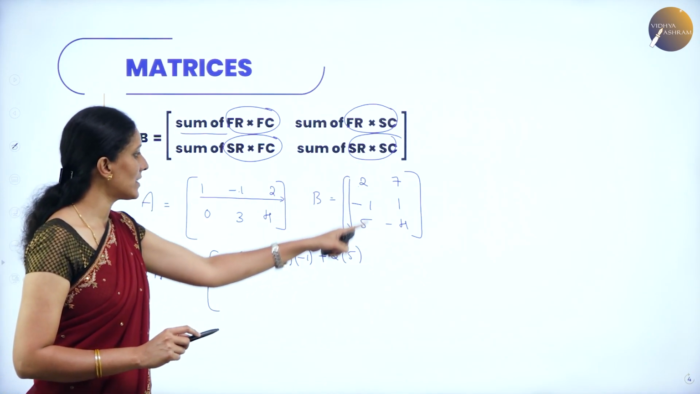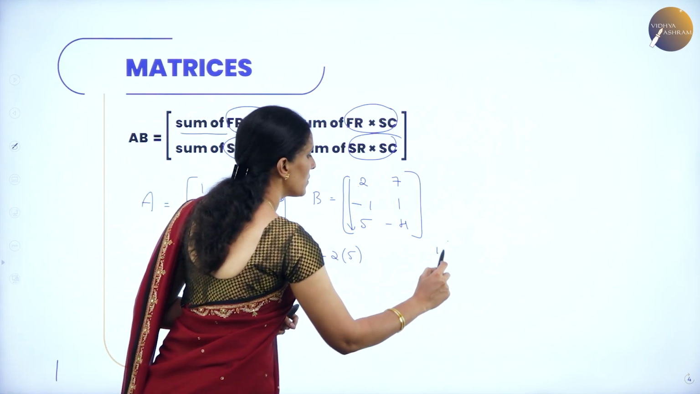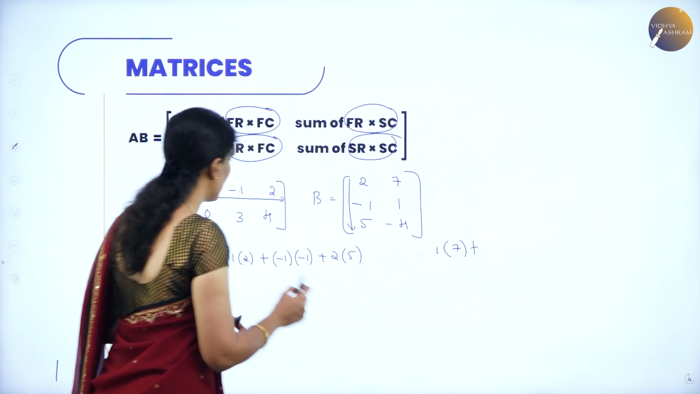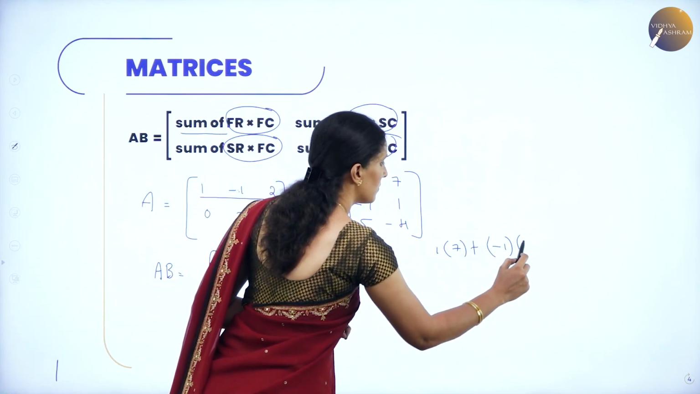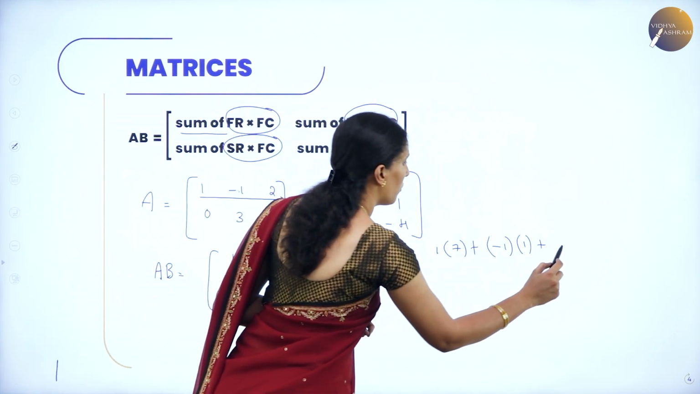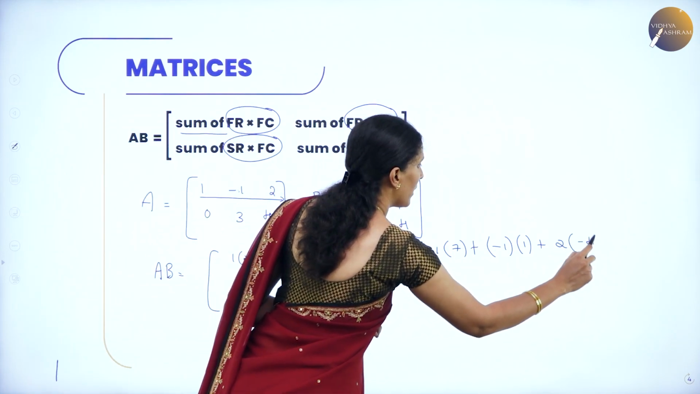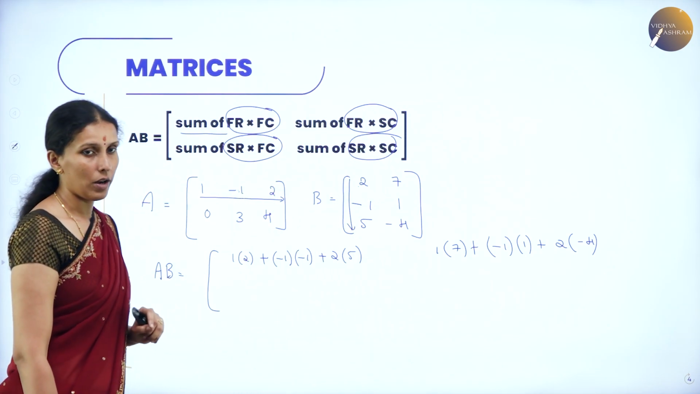Similarly, we have to take the sum of first row, second column element. Let's take first row and second column. So, first row, second column means it is 1 into 7, plus minus 1 into 1, plus the last element 2 with minus 4. So, 2 into minus 4. Now, this is done. That is the sum of first row into second column element.